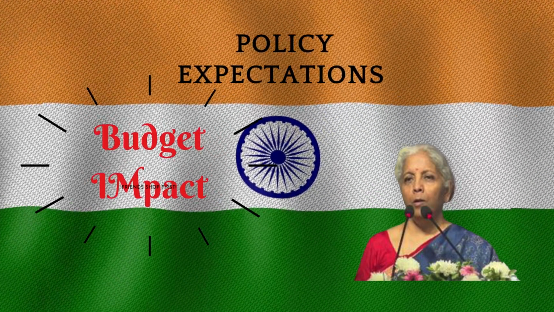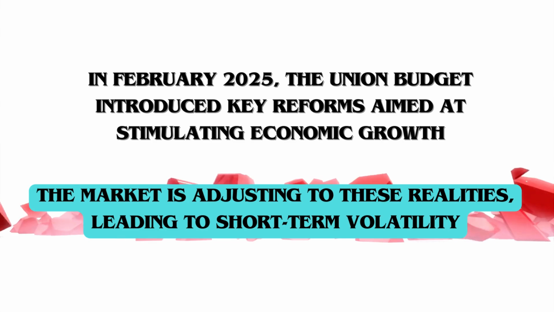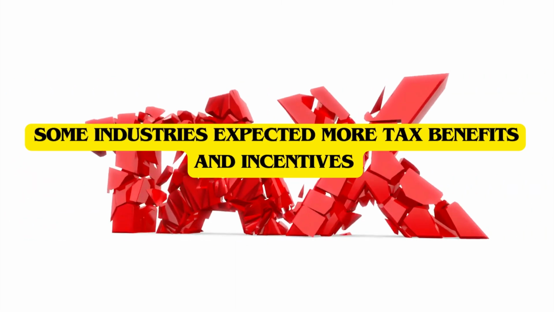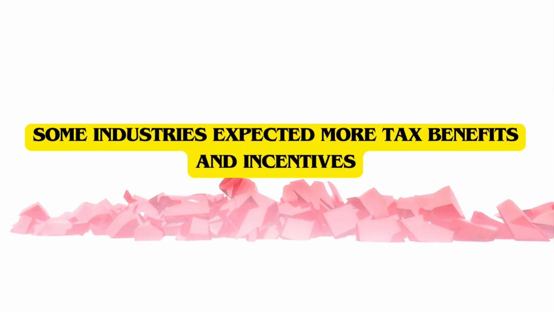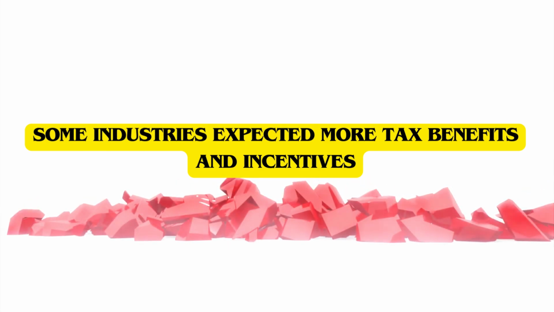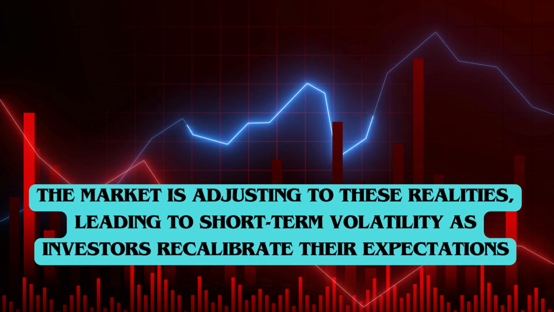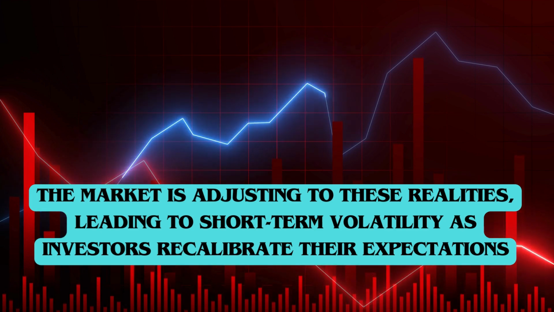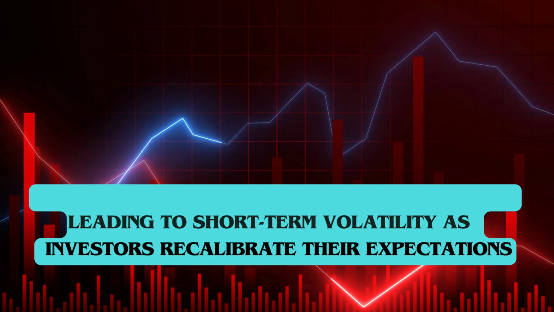Policy announcements and market adjustments. In February 2025, the Union Budget introduced key reforms aimed at stimulating economic growth. However, some industries had anticipated more substantial tax benefits and incentives. The market is adjusting to these developments, resulting in short term volatility as investors recalibrate their expectations.